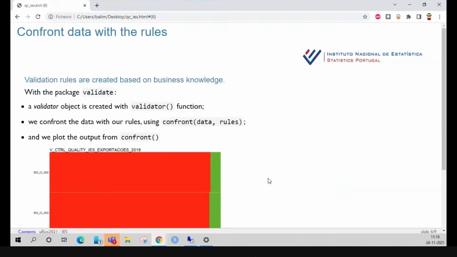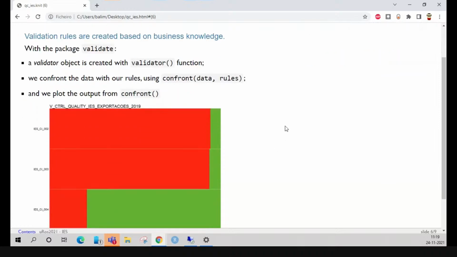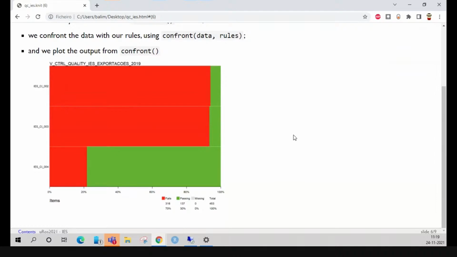Those validation rules are created based on business knowledge, and in the procedure we use the package validate to create and validate an object with the function validator. Then we confront the data with our rules using the confront function, and then we can plot the results for each data set, those observations that pass or fail in each one of the rules. Here are the results for 3 rules applied to one data set.